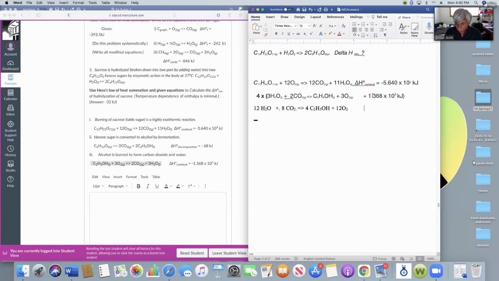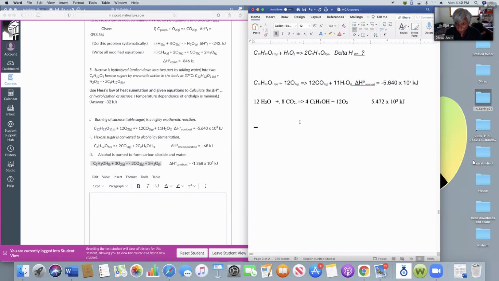And we're going to multiply this by 4. So that's going to be 1368 multiplied by 4 gives me 5.472, 5.472 multiplied by 10 raised to 3 kilojoules. Okay, so I need to get rid of this. I took care of that.